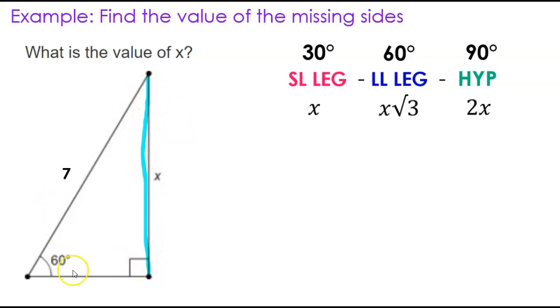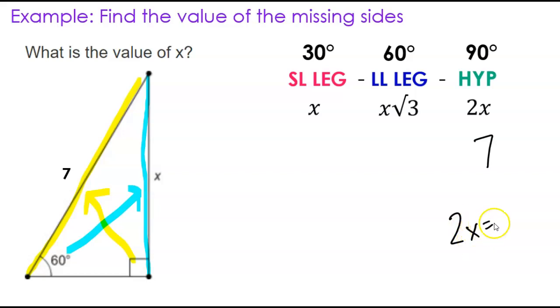The 60 degrees opens up to it. So what side am I given? I am given the hypotenuse, or the 90 degree, right? So underneath the 90 degrees, the hypotenuse, I'm going to put a 7. So now we're kind of working backwards. We have to find what this x is in our ratio.